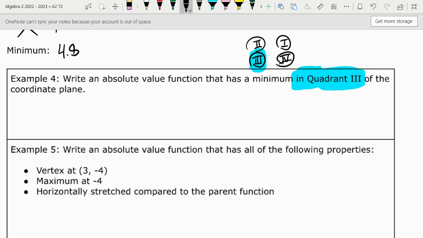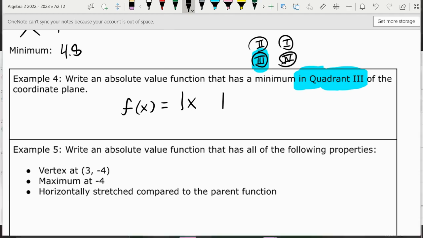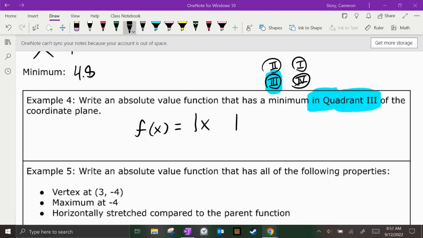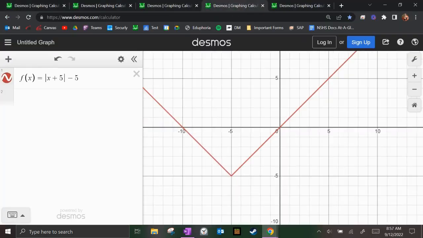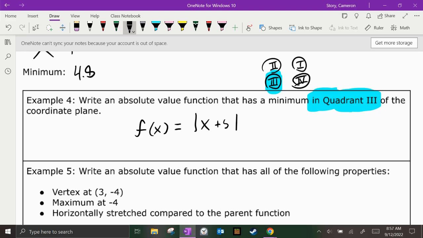Okay, to do that, all we have to do is manipulate h and k to be exactly where I want. So we have absolute value of x minus h plus k. If we want it to be in quadrant 3, then we need this to be a negative. So let's do, for example, well, let's see what I did on Desmos. On Desmos, I graphed x plus 5 minus 5. So let's see what that does.